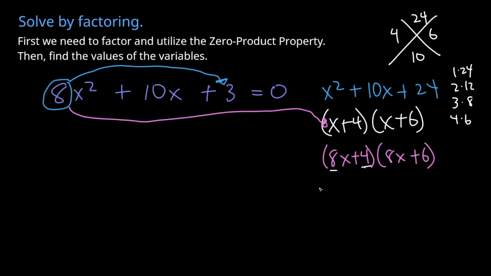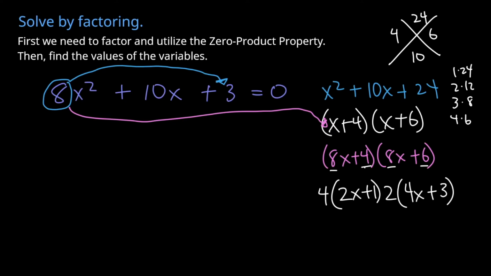So we can see here that we can factor out a 4 out of this 8x and 4. So we get 2x plus 1. We want to factor out anything in here if we can. We can factor out a 2. So we're left with 4x plus 3.